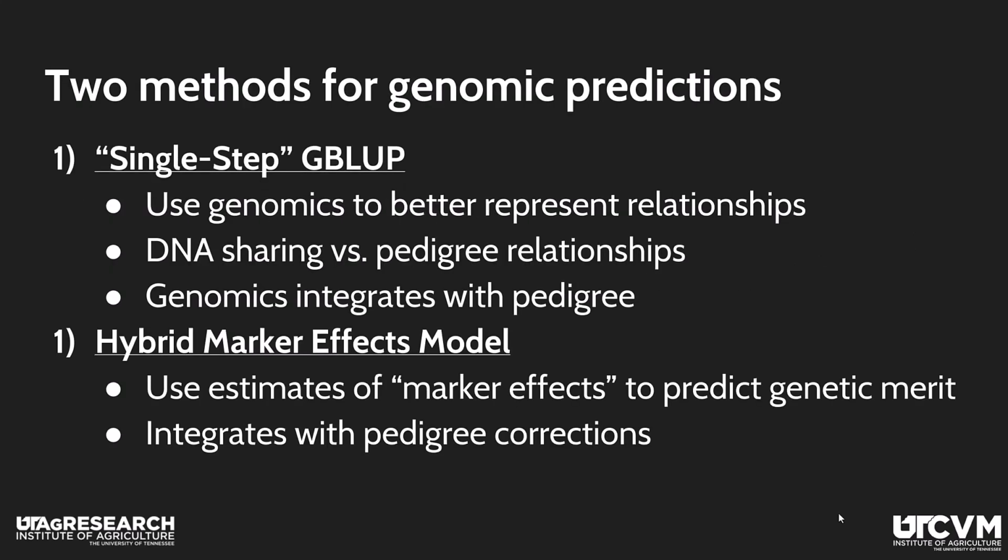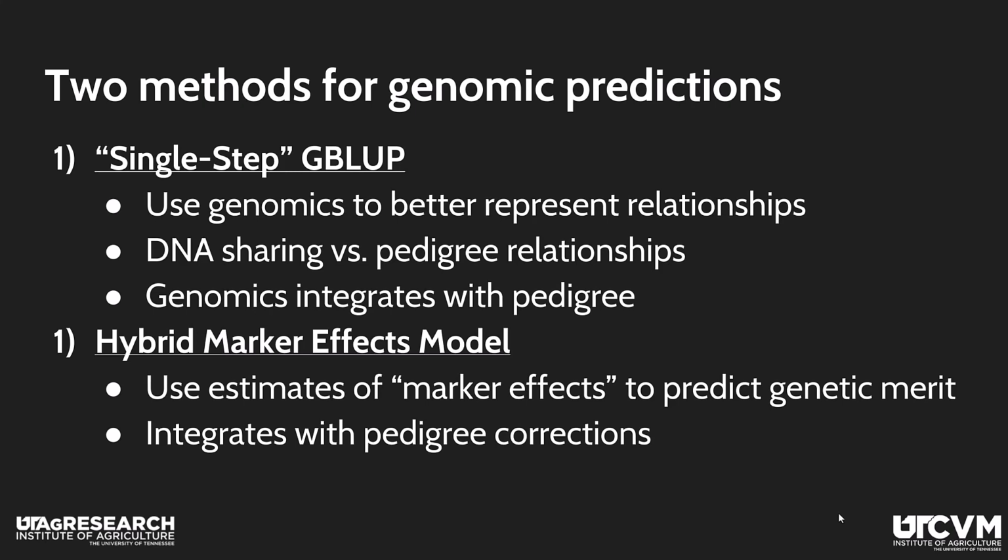The first would be this model developed at the University of Georgia called single-step genomic best linear unbiased prediction. It's a mouthful, right? Single-step GBLUP. The idea here is that single-step GBLUP functions about exactly like a pedigree-based genetic evaluation, but what the genomics does is it helps us identify the relationships between animals better, right?